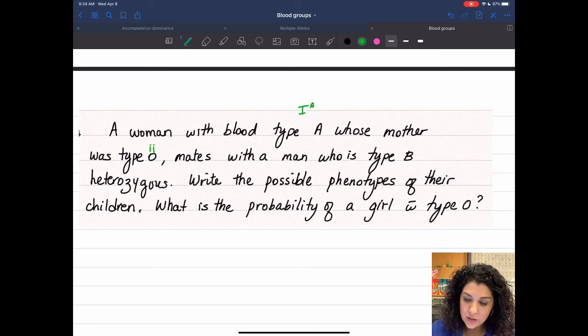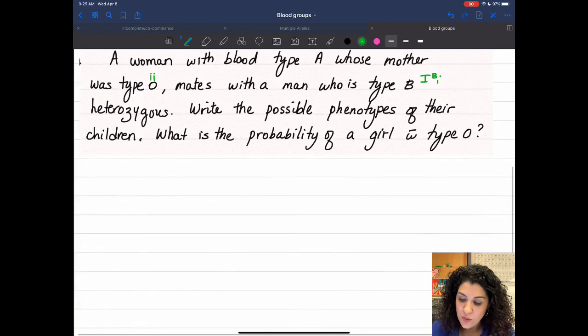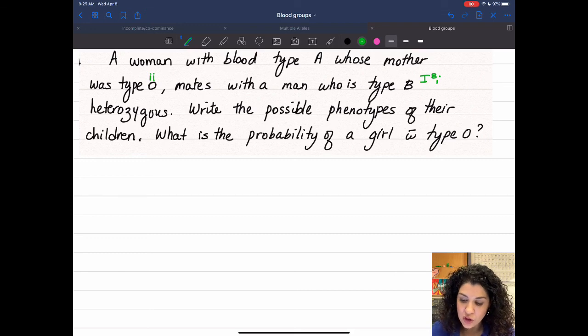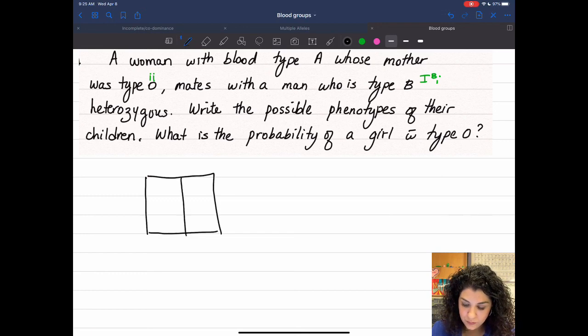So I know that this woman is heterozygous for her blood type A. And then she's mating with a man who's type B, heterozygous. So they're telling you that he has the little i for his genotype. It says write the possible phenotypes of their children. Okay, so now here what I need to do is I need to do a Punnett square. And so I have the woman and I have the man.